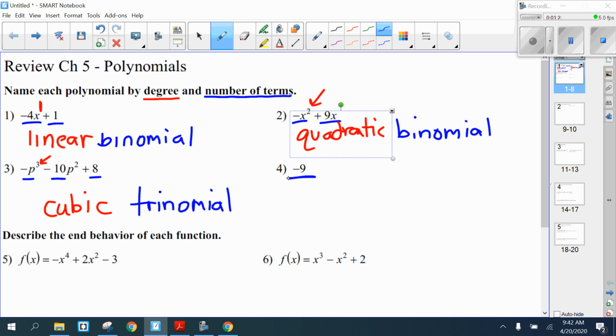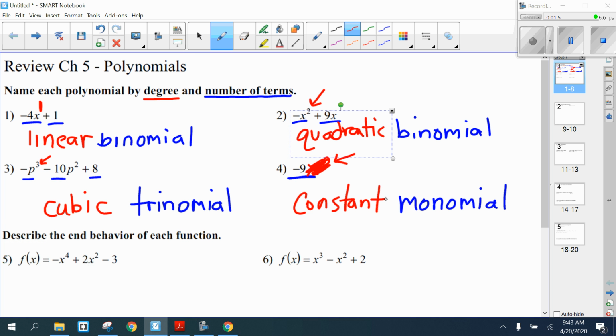The last one only has 1 term, which makes it a monomial. Now, if you notice, there's no variable, so we can say the degree is 0 if you want: negative 9x to the 0 power. The degree is 0. Think about it this way: if there is no variable, it would make sense to call this a constant, and that's what this is. This is a constant monomial.